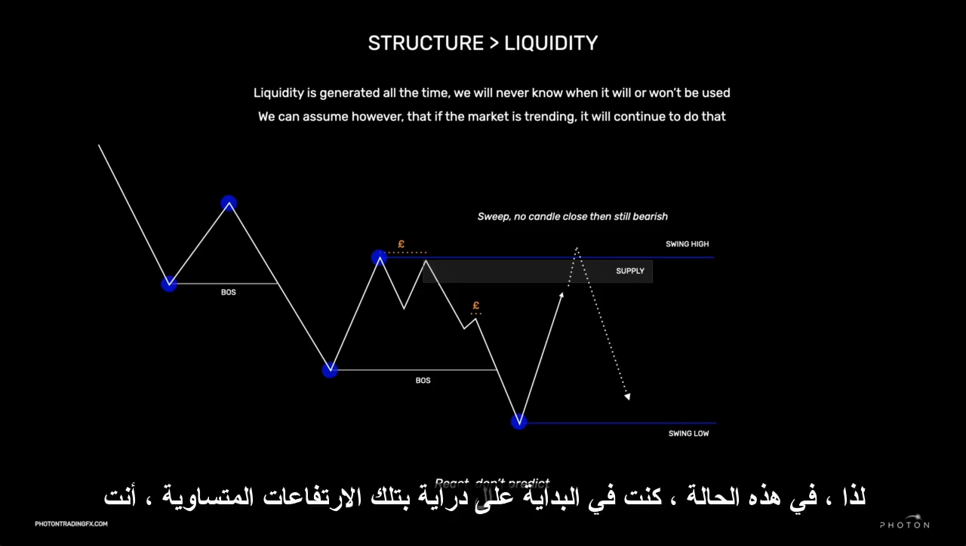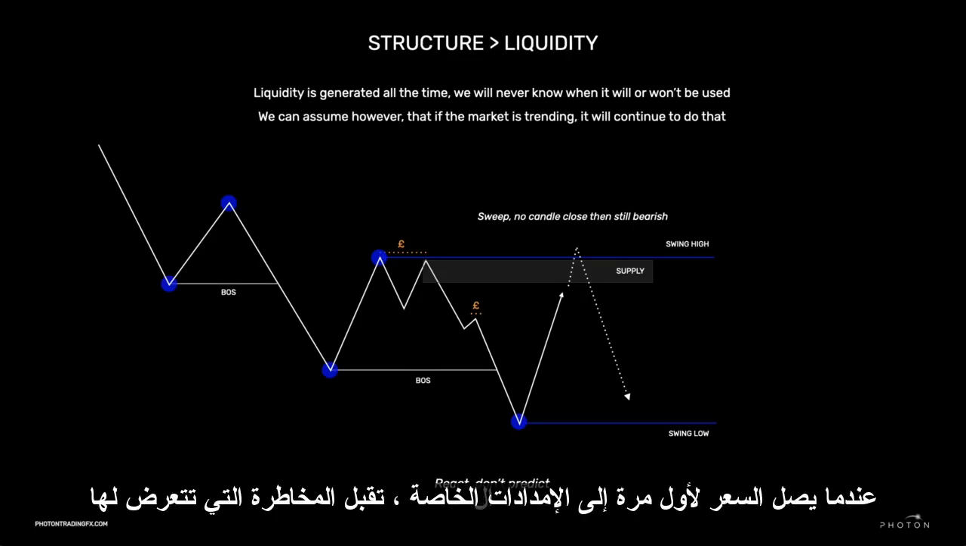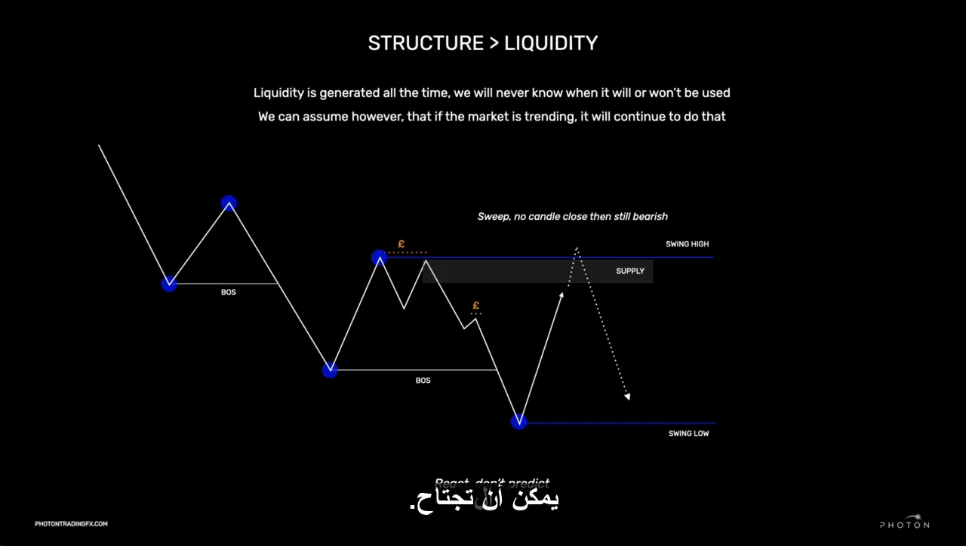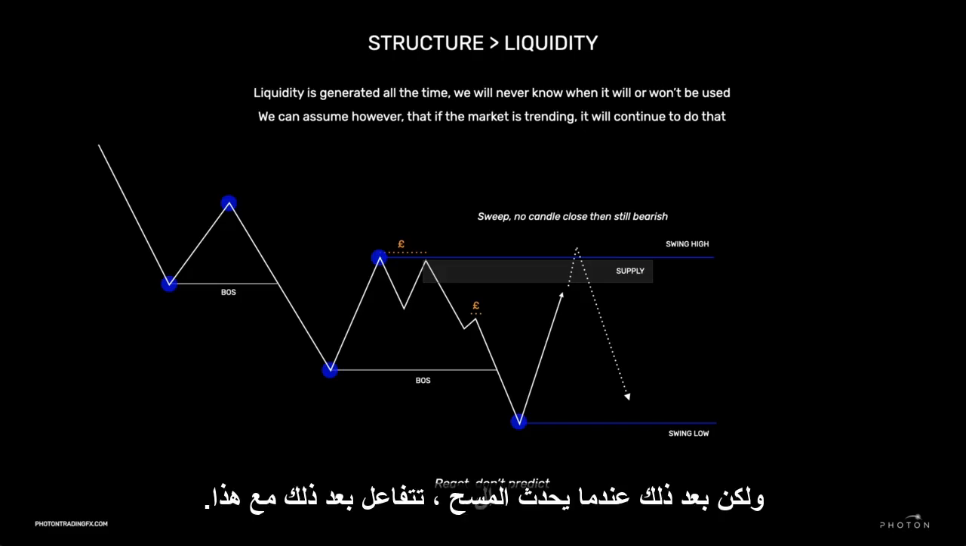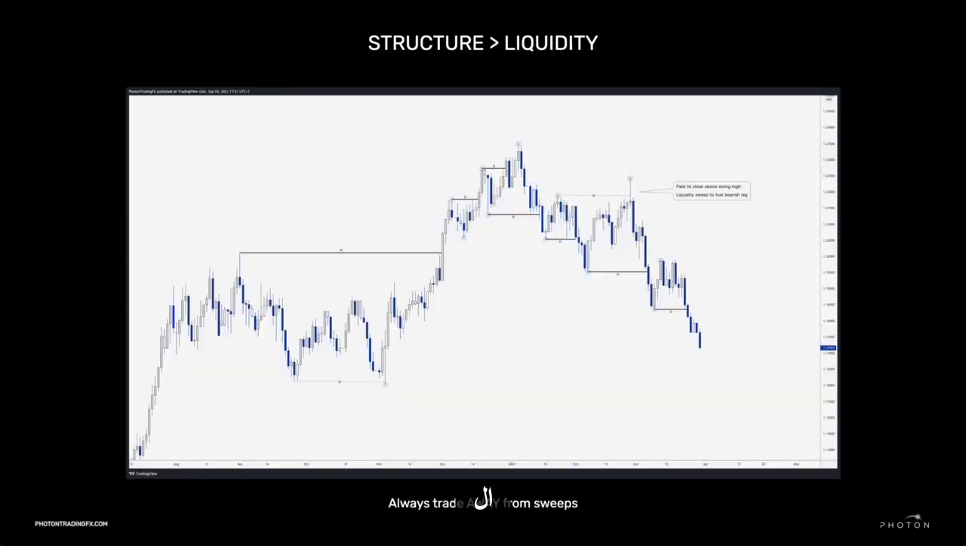So in this case, you were initially aware of those equal highs. You knew there was a possibility that price could sweep it before the real bearish move started, but you were happy to take that first short when price first reached the supply zone, accepting the risk that you could be swept out. But then when the sweep does happen, you react to this and then take the next valid setup that presents, okay?